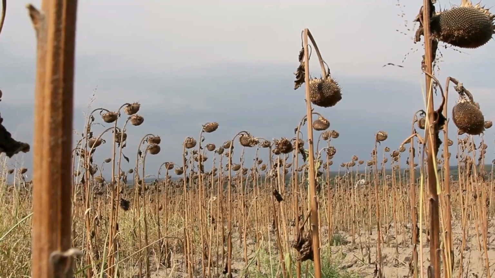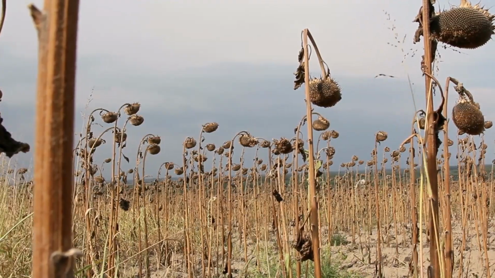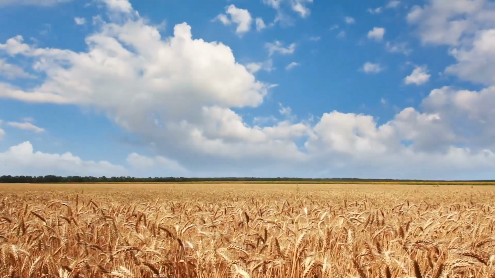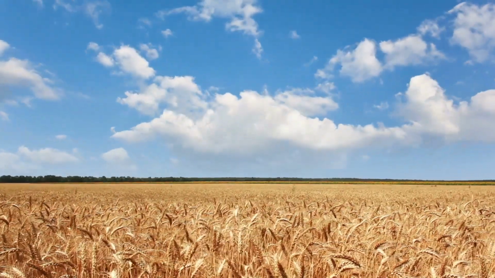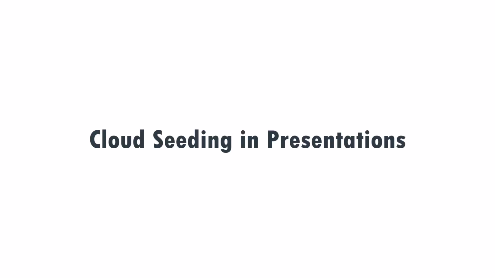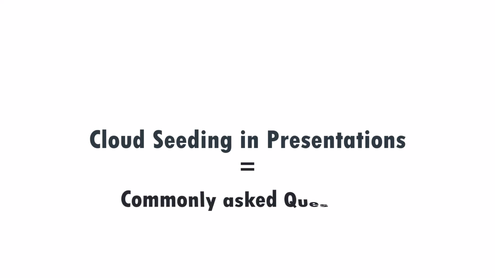Let me tell you. In places where there is not much rainfall, they spread dry ice or silver iodide into the clouds to stimulate the precipitation process and form rain. I do my cloud seeding in a presentation with my set of commonly asked questions. Usually I keep it to 3 or 4.